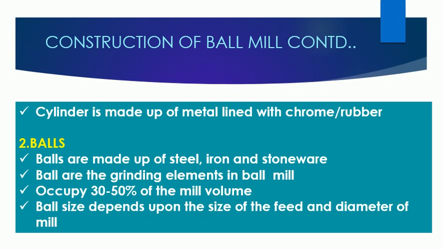As you can see on the slide, balls are made of steel, iron and stoneware. Balls are the grinding element in ball mill. Balls occupy 30 to 50% of the mill volume. Ball size depends upon the size of the feed and the diameter of the mill.